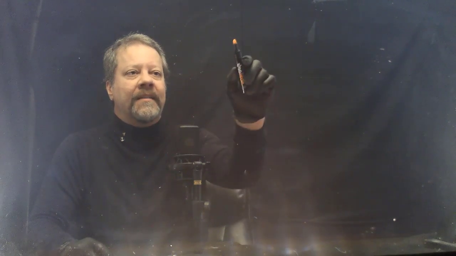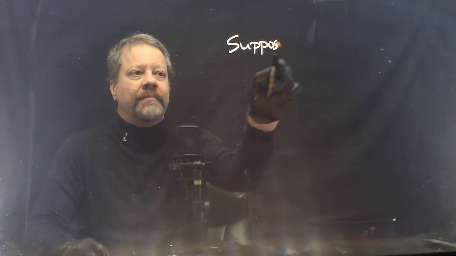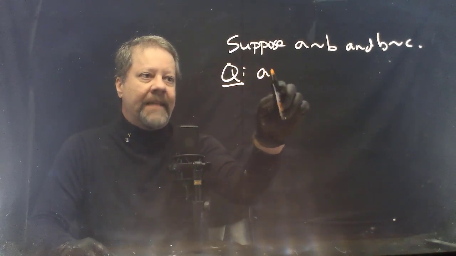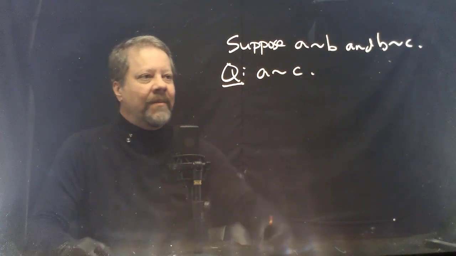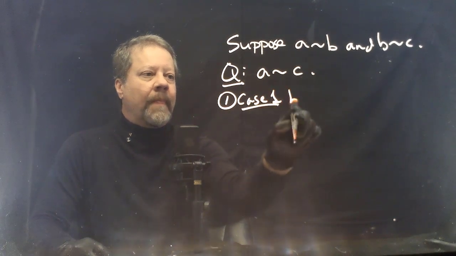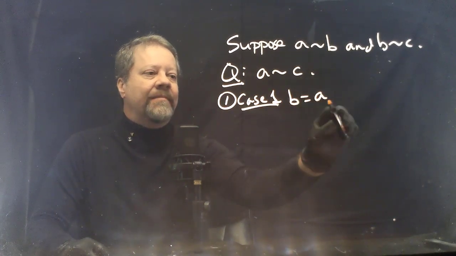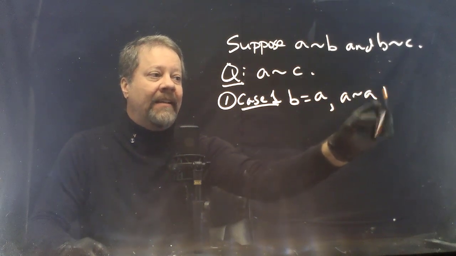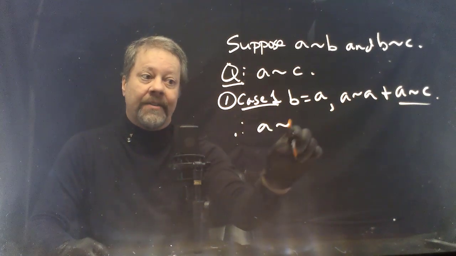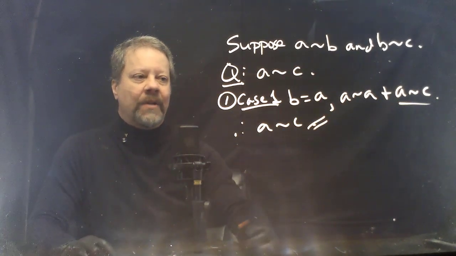I've already let the cat out of the bag. This will be an equivalence relation. We just need to show that it's transitive. So we're going to suppose that A is equivalent to B and B is equivalent to C. The question we have to decide is, does that mean that A is equivalent to C? Well, there are two cases. If B is equal to A, then A is equivalent to A, and A is equivalent to C, and therefore A is equivalent to C. So this case works if B is equal to A.